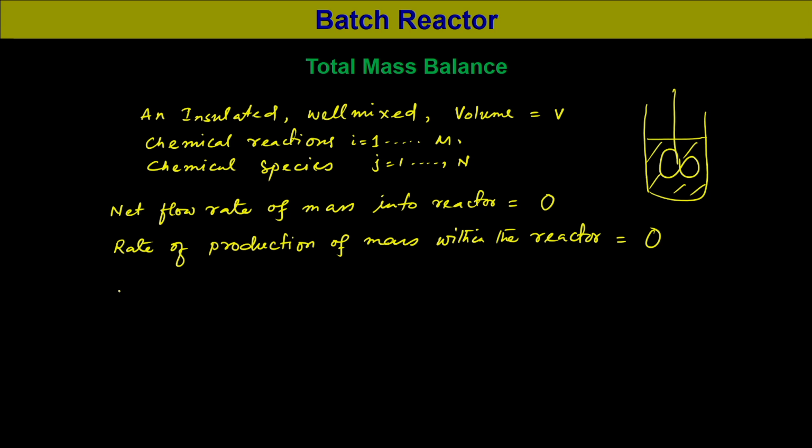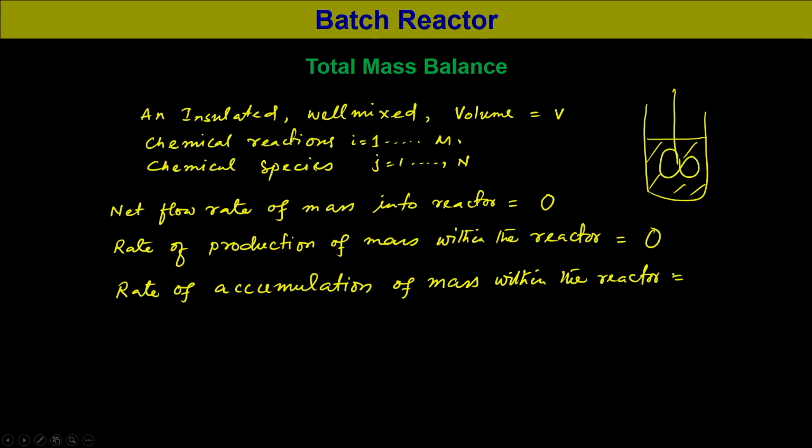The rate of accumulation of mass within the reactor would be equal to, if V is the volume and rho is the density of the fluid, then the mass would be rho V. So, the rate of accumulation of mass within the reactor would be d(rho V)/dt.